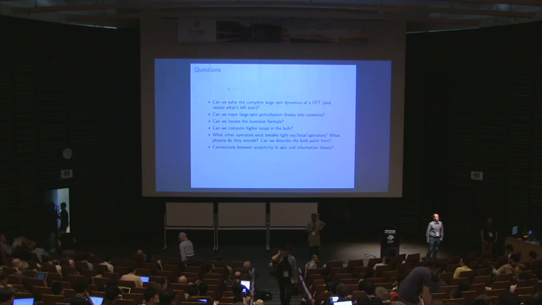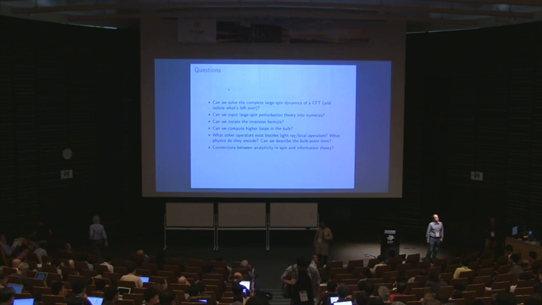So I noticed your coefficient functions had the same poles, the C of delta J. They have the same poles as the Mellin transforms. Is there a relationship between the two?